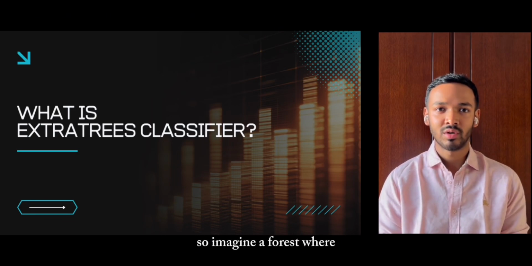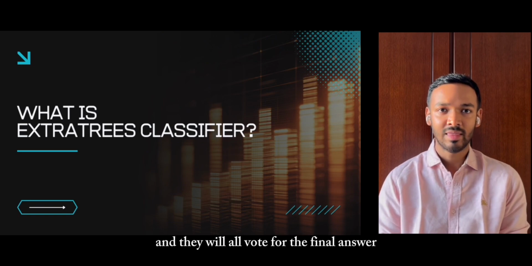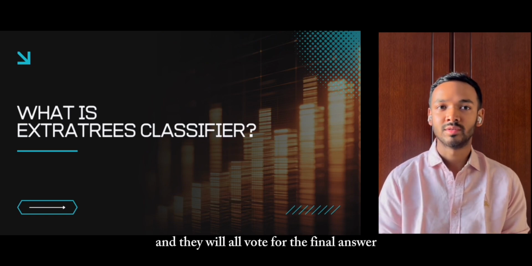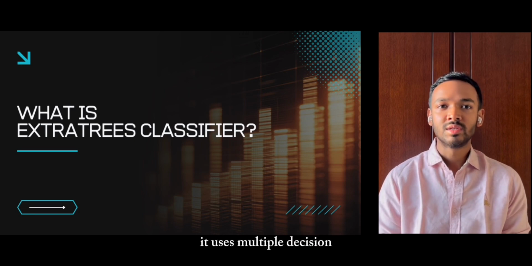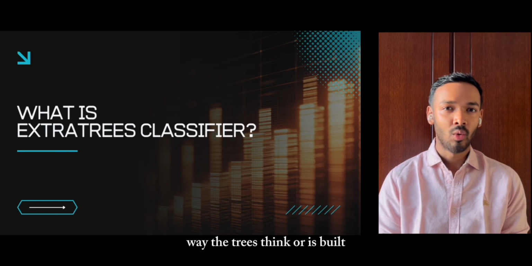Imagine a forest where every tree makes a decision and they all vote for the final answer. That's how ExtraTrees works. It's an ensemble model, meaning it uses multiple decision trees to make predictions. By randomizing the way the trees are built, ExtraTrees reduces overfitting and increases accuracy.